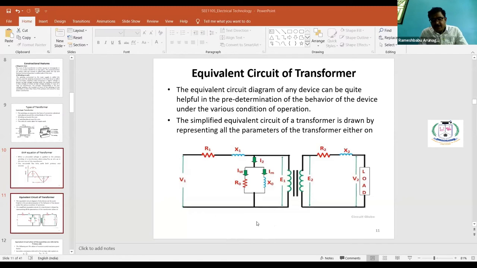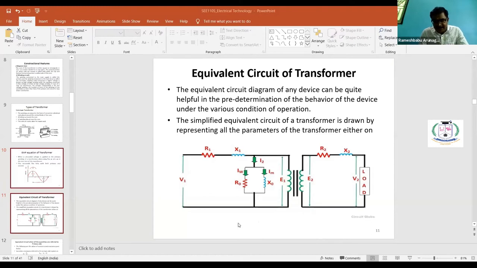To analyze this circuit, which looks complex, I need to have a simple circuit. To make this circuit simple, I need to bring all the parameters to any one of the sides. There are two sides here: this side is the primary side, and this side is the secondary side. So I need to bring all the parameters to any one side, primary side or maybe secondary side.